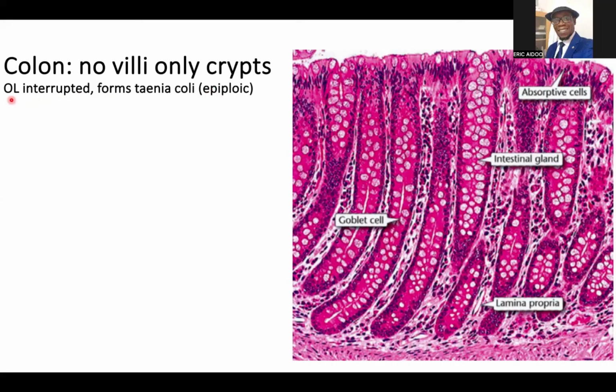So the outer longitudinal layer is interrupted and forms tenia coli and epiploic appendages. That's why I was telling you that in the small intestine, there's a complete inner circular and outer longitudinal layer. Those are intact. But then in the colon, for instance, the outer longitudinal is interrupted.